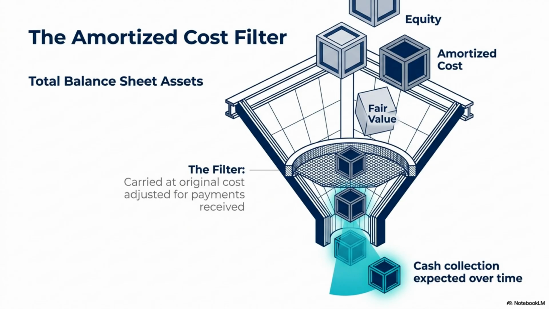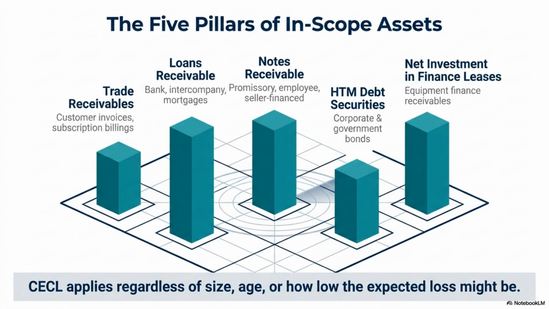If an asset clears that filter, the standard applies in full, regardless of how small the balance or how remote the risk of loss. 5 pillars define the in-scope universe. First, trade receivables, customer invoices, subscription billings, professional service receivables. Second, loans receivable, bank loans, intercompany loans, and mortgages. Third, notes receivable, promissory notes, employee loans, and seller finance notes.